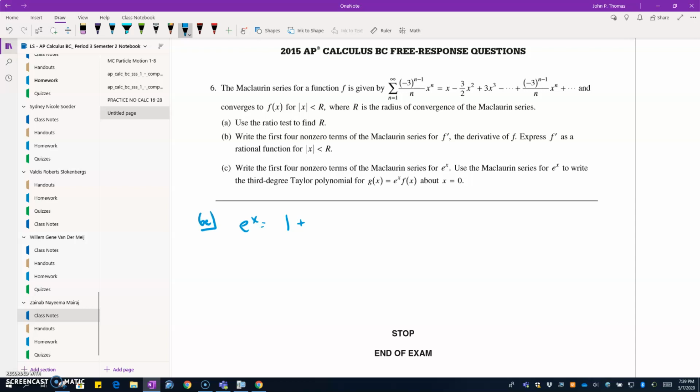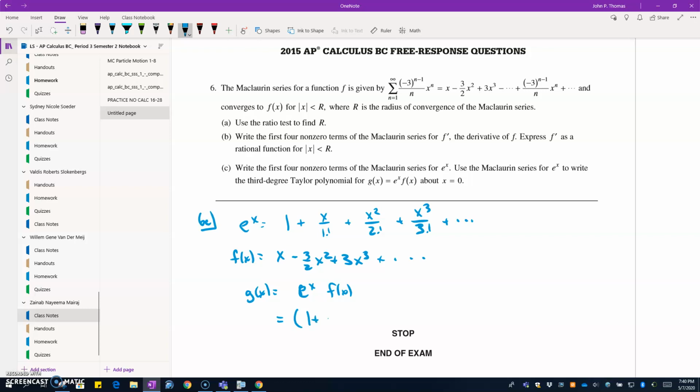It's going to be 1 plus, and then we're going to have x over 1 factorial plus x squared over 2 factorial plus x cubed over 3 factorial, and then it keeps going like that. Alright, now from up above we have f of x equals x minus 3/2 x squared plus 3x cubed, and that keeps going on as well. So what I'm going to do is this asks me for a Taylor polynomial for the two multiplied together. So g of x is e to the x times f of x.